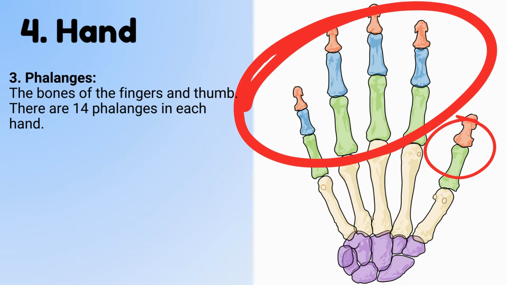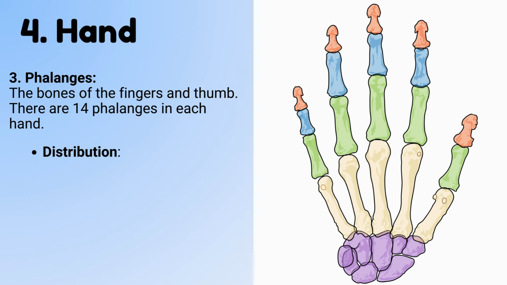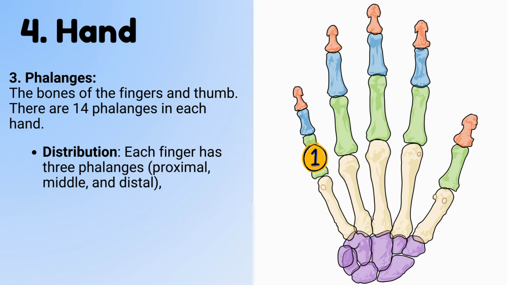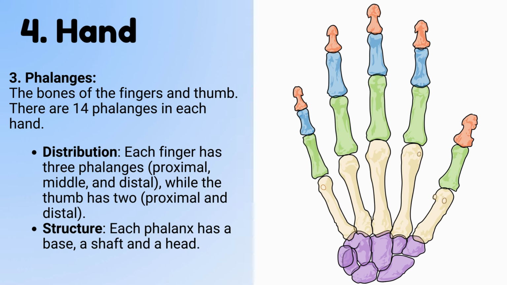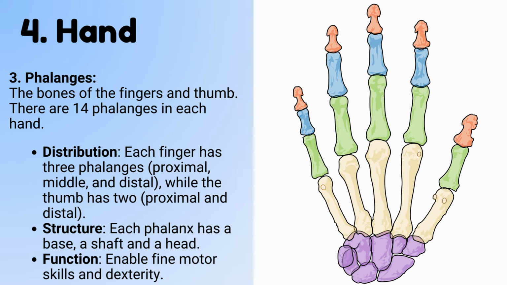Phalanges. These are the bones of the fingers and thumb. There are 14 phalanges in each hand. Distribution. Each finger has 3 phalanges, proximal, middle, and distal, while the thumb has 2, proximal and distal. Structure. Each phalanx has a base, a shaft, and a head. Function. Enable fine motor skills and dexterity.